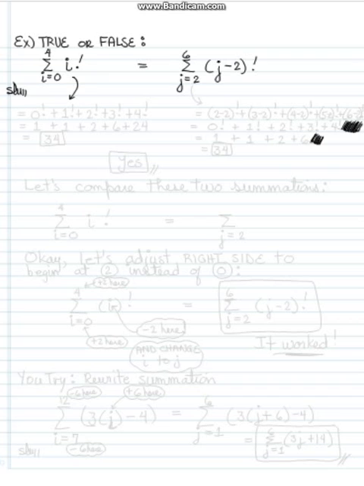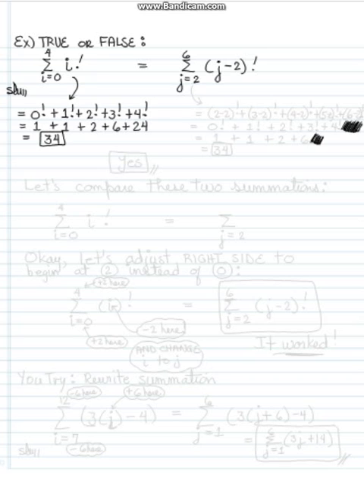On the left, this is equal to 0 factorial, because we're starting our index with 0, plus 1 factorial, plus 2 factorial, plus 3 factorial, plus 4 factorial. Now you recall 0 factorial and 1 factorial are defined to be equal to 1. So we have 1 plus 1 plus 2 times 1, which is 2, 3 times 2 times 1 is 6, and 4 times 3 times 2 times 1 is 24. Add these numbers together, we get the sum 34. So the value of the left sum is 34.